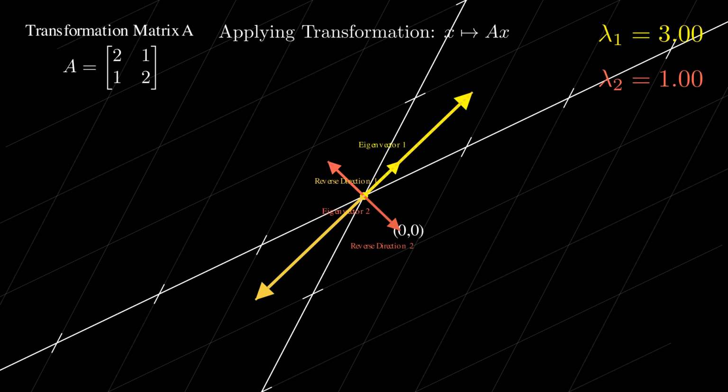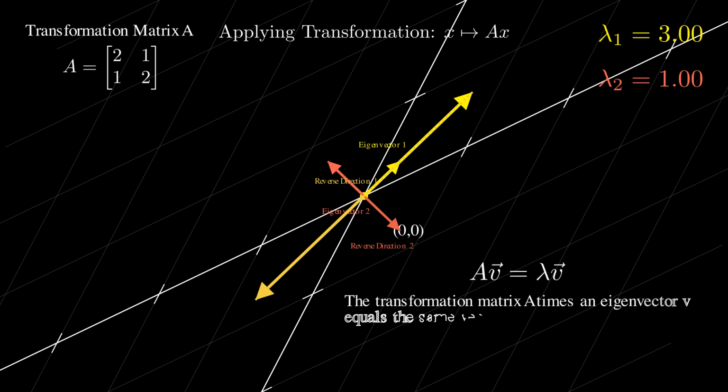This symmetry reveals a fundamental property. Eigenvectors come in pairs of opposite directions. Each line through the origin in an eigenvector direction represents a one-dimensional eigenspace, where every non-zero vector along that line is an eigenvector with the same eigenvalue.